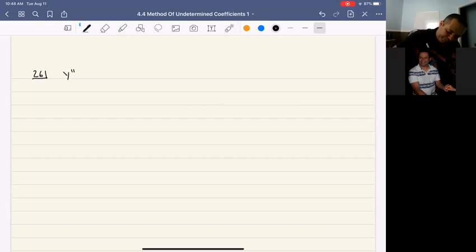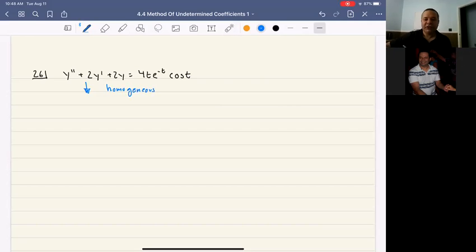y double prime plus 2y prime plus 2y equals 4t e to the negative t cosine t. Okay, so let's do the homogeneous part first. That means we're setting it equal to 0. y of t equals e to the rt. And we get the polynomial r squared plus 2r plus 2 equals 0.